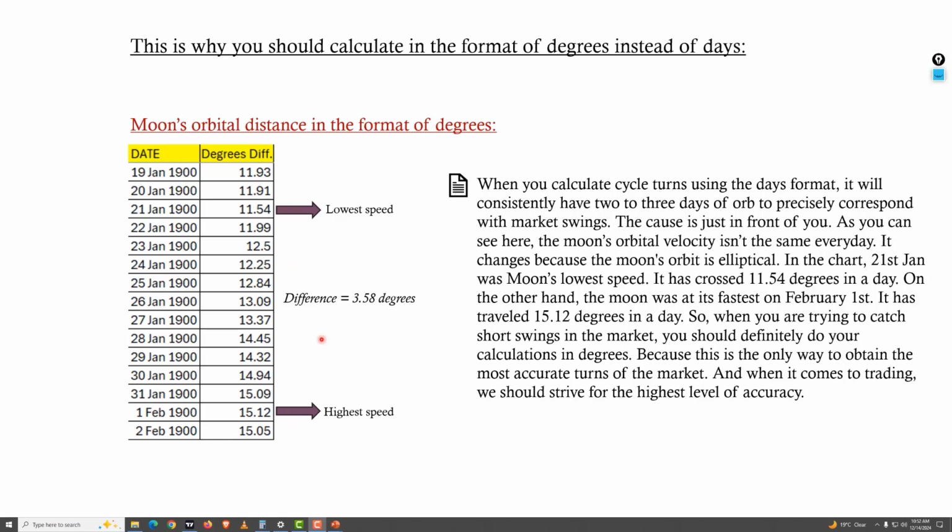Okay, so when you are trying to catch short swings in the market, you should definitely do your calculations in degrees because this is the only way to obtain the most accurate turns of the market. And when it comes to trading, we should strive for the highest level of accuracy. And this is why you should calculate in the format of degrees instead of days.